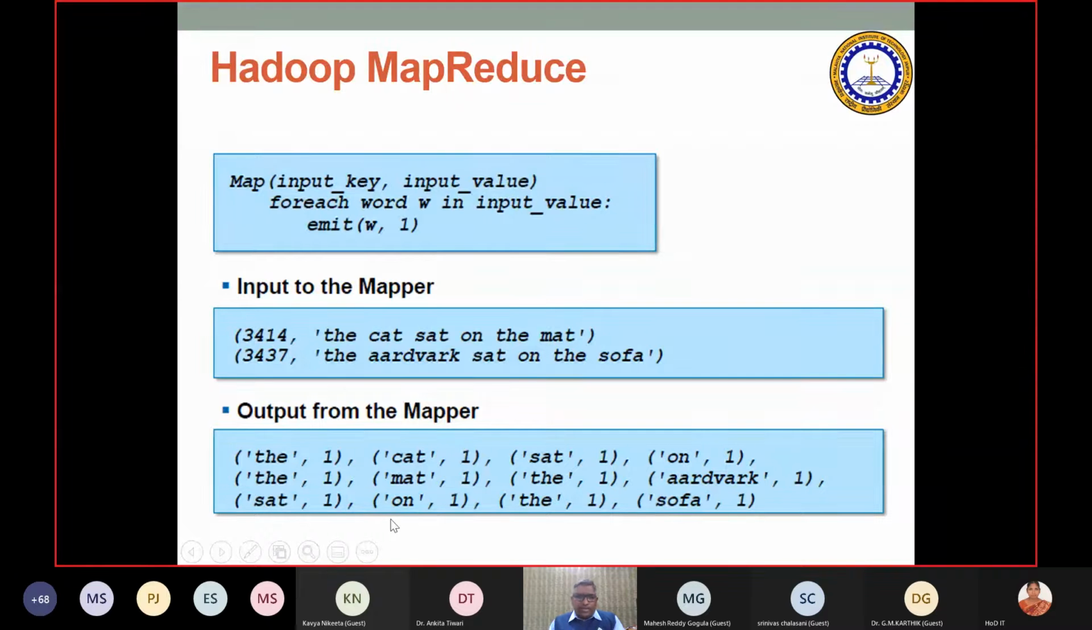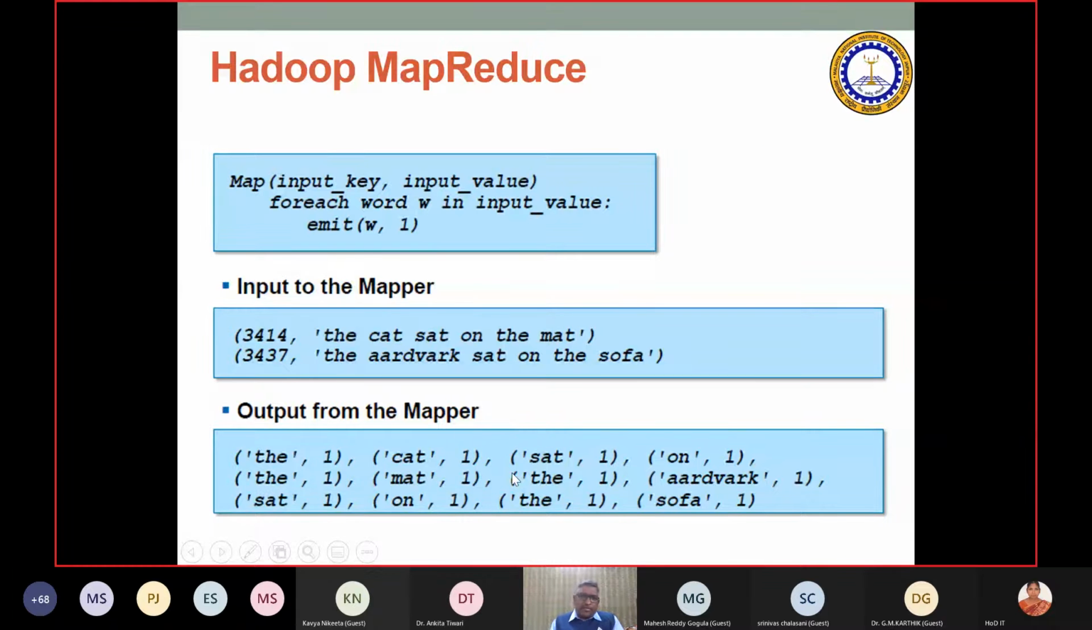So how to write a Java program? In a Java program, you can find the tokens of these, and then for every token you give an output of token and 1. So you get an output like this. So for every word, a number 1 is output. So it is called a word, and it becomes a key and value pair, and the value is always 1 in this case, right? So this is the mapper function, the first part.